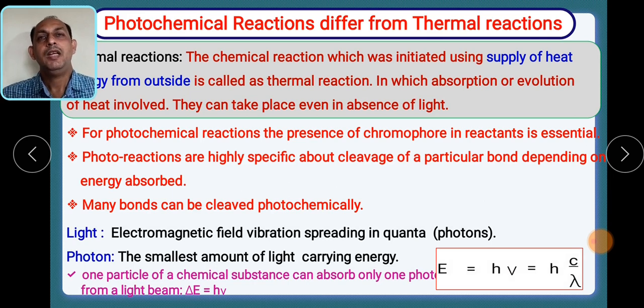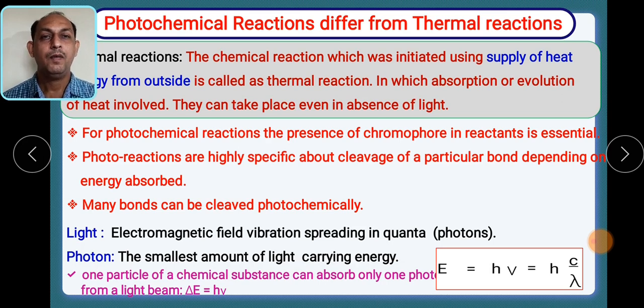Whenever a particular photochemical reaction takes place, it takes place by absorbing light. Basically, what is meant by light? It is the source of electromagnetic radiation. This electromagnetic radiation is nothing but the photon. A photon is a quantum or packet of light which is incident on your organic reactants. Light contains energy equal to one photon. And what is meant by photon? It is the smallest amount of light carrying energy, which is equal to h nu.